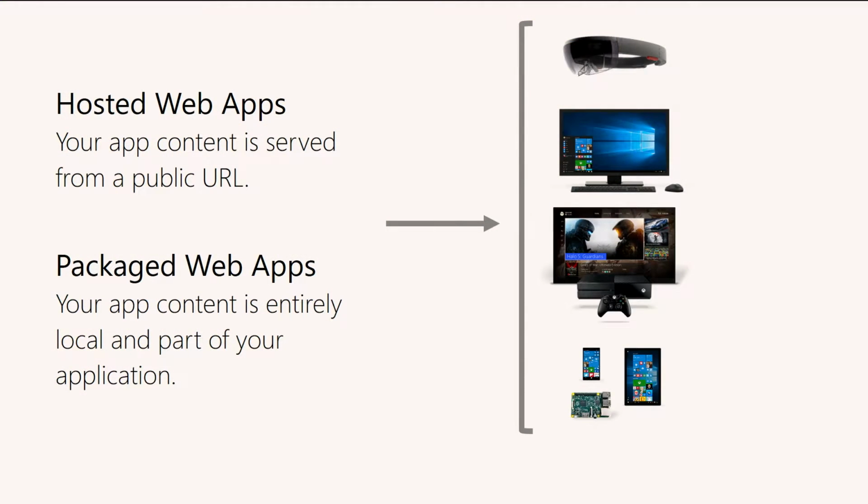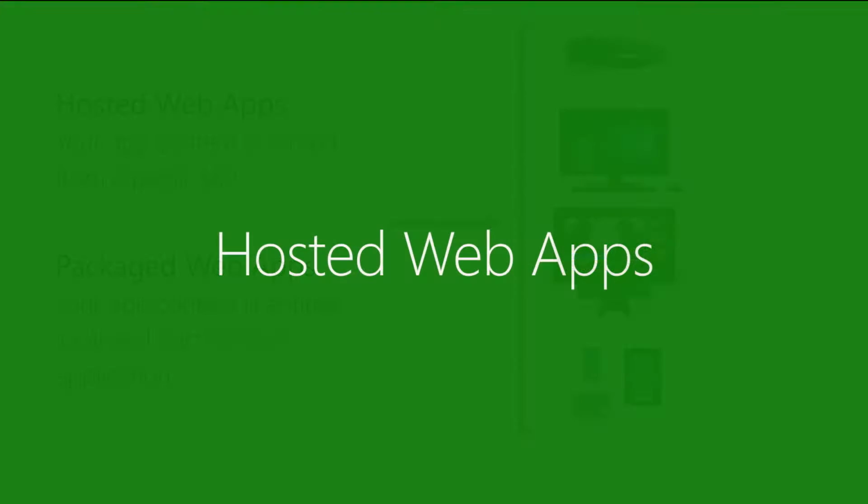And the way we bring that to you is in two ways. The one way is called hosted web apps. This is a type of application where your app content is served from a public URL. And the other approach is packaged web apps. This is where all of your app content is local entirely to your package. Nothing is really downloaded from the internet as part of building your application. And we'll look at both of these as this demo evolves. But really, my favorite is hosted web apps, and that's what we're going to talk about first.